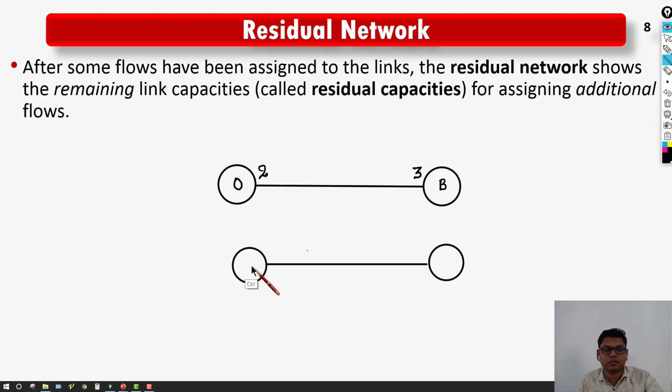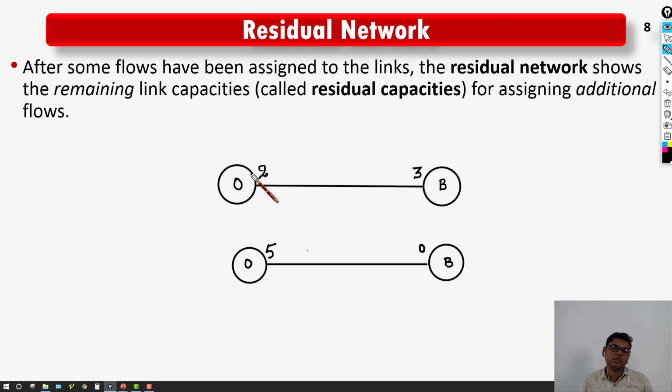So this was O and this is B. In the beginning it was 5 here and 0 there, which means right now there is no assigned flow. From O to B, 5 can go, and from B to O, 0 can go. But as soon as 3 is assigned, that means from O to B, 3 is already going.